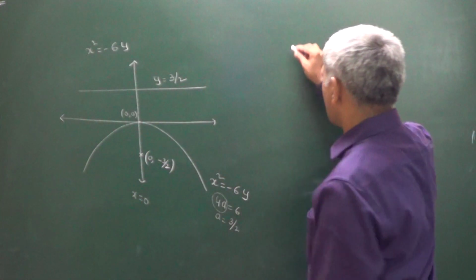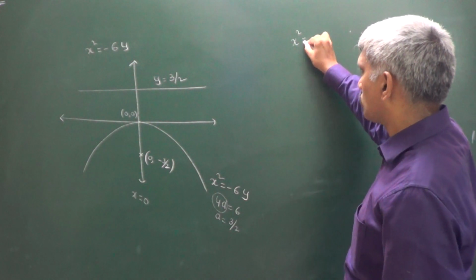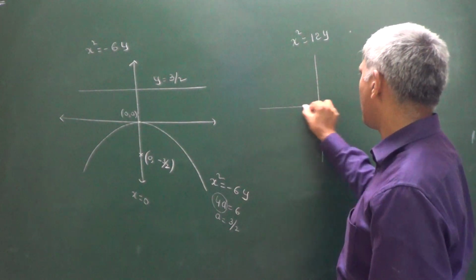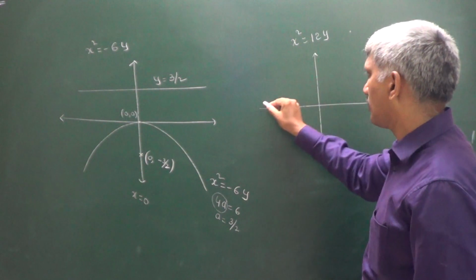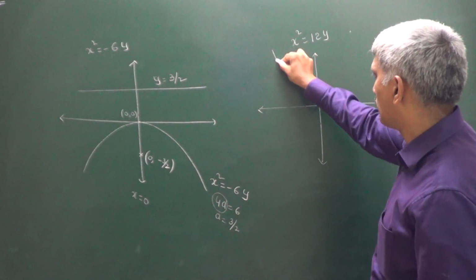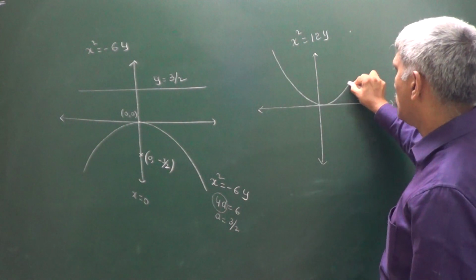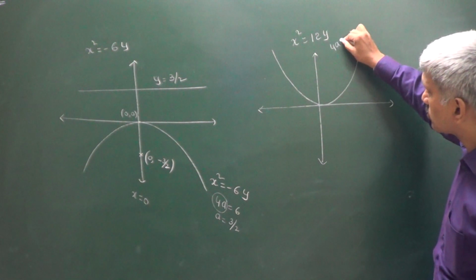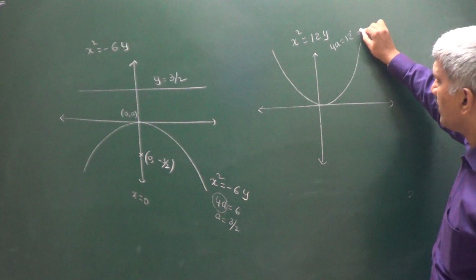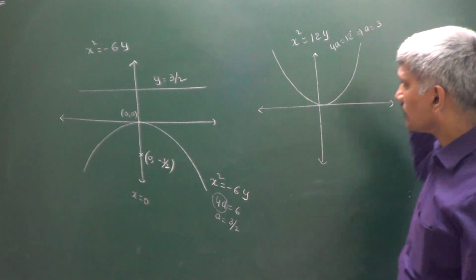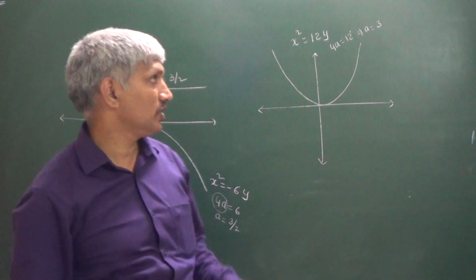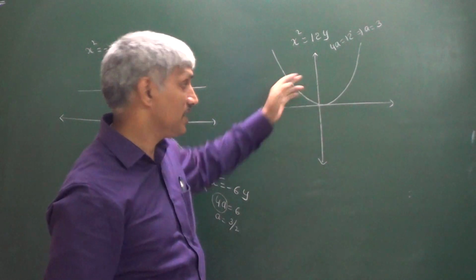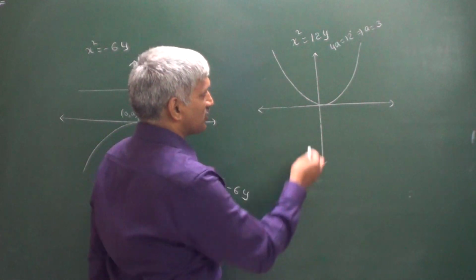Suppose the parabola equation is given as x square is equal to 12y. For this parabola, the graph opens upward. When x square is equal to 12y, you will get 4a is equal to 12. What is a? a is equal to 3. For the parabola x square is equal to 12y, the focus will be here, and the directrix will come here. Tell me, what is the focus?